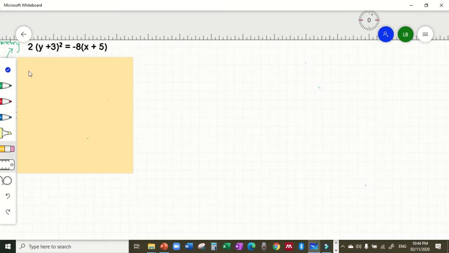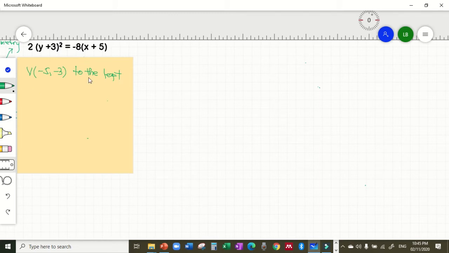So let's have example number 2. We have the quantity y plus 3 squared equals negative 8 times x plus 5. The squared variable is y, and this is negative 8, so the parabola opens to the left. Our vertex is here, h is negative 5, and k is negative 3.